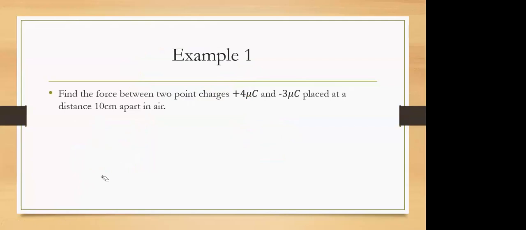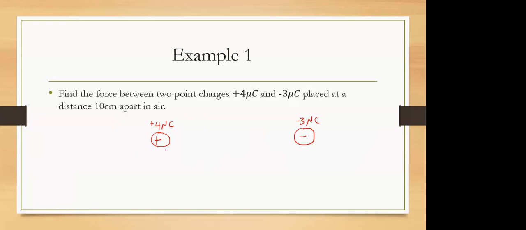Now we are going to start on the first example. They are telling us to find the force between 2 point charges placed at a distance 20 centimeters apart in air. So I'm going to make my simple sketch. This is my charge. This charge here is positive and is 4 microcoulomb. Then I have another charge here that is negative, and this charge here is 3 microcoulomb.